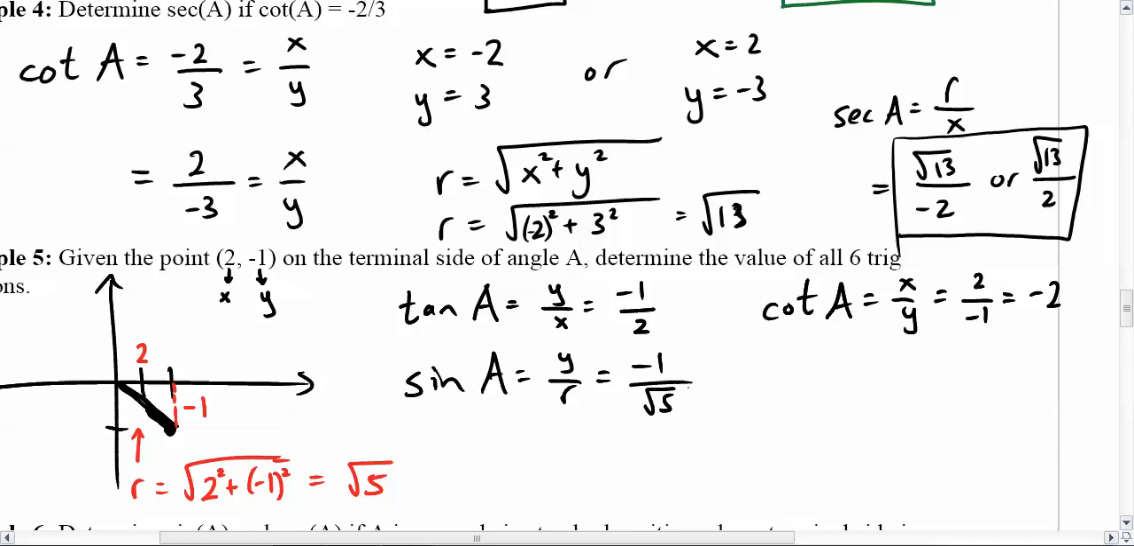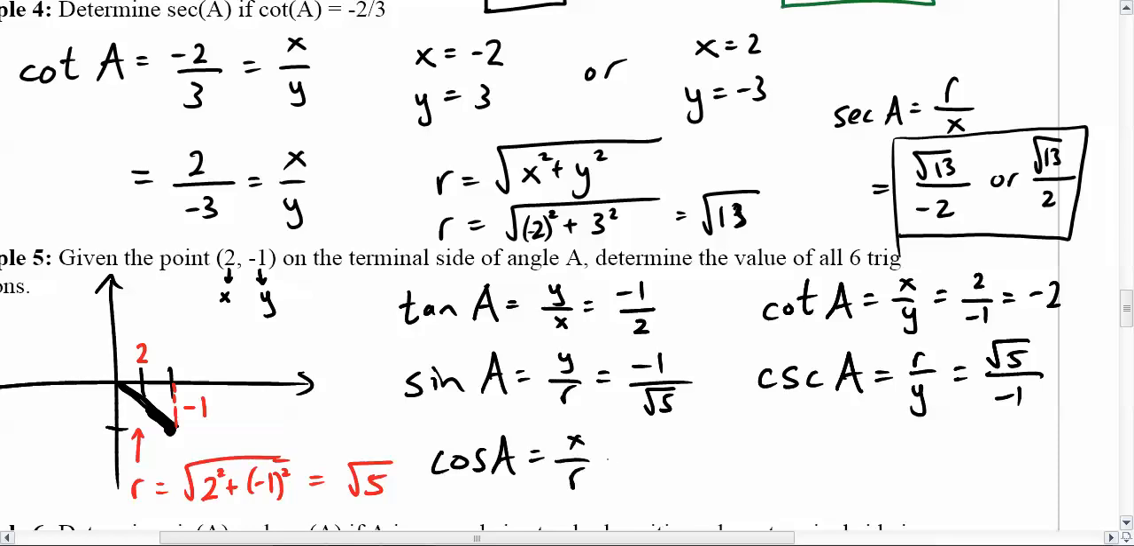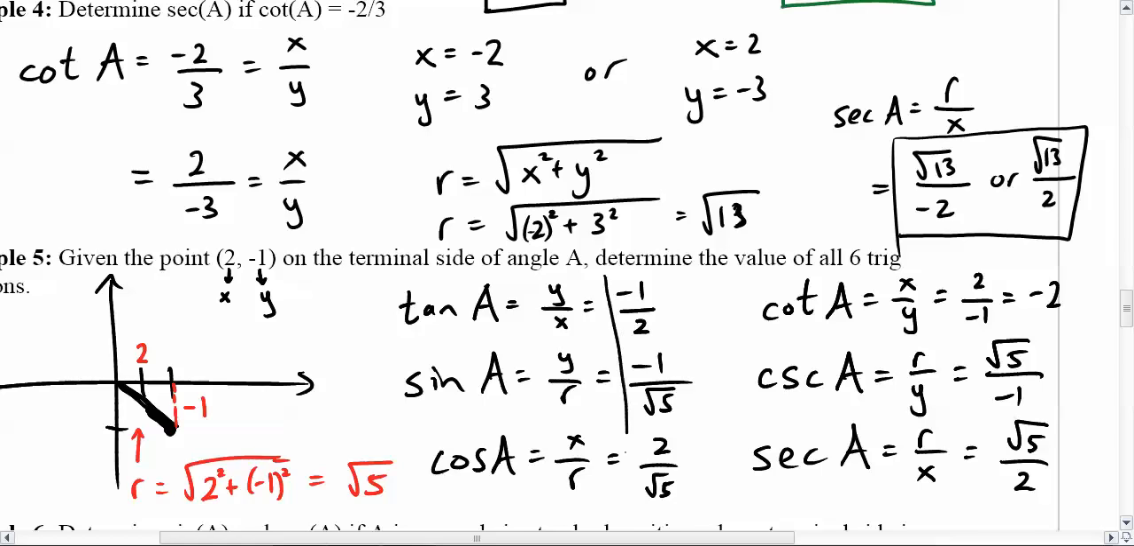And in grade 10 you had to rationalize the denominator. I don't care if you rationalize the denominator or not. You can leave it in this form. Cosine is x over r, so 2 over root 5. And cosine matches secant, because the c's go with the s's, and the s's go with the c's. There's my 6 trig ratios.